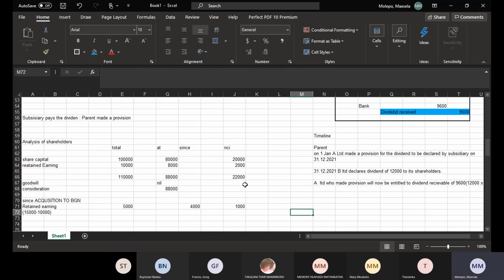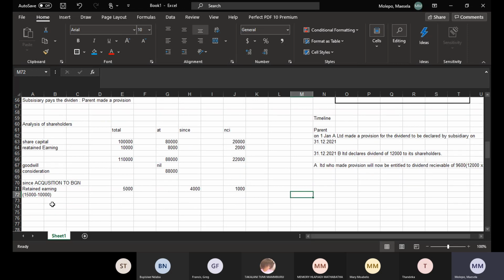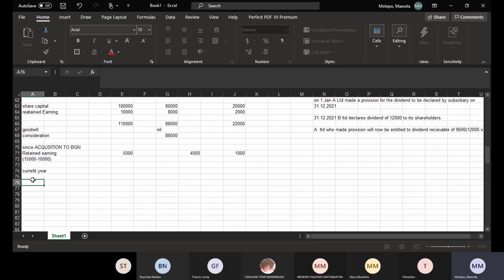So now let's see how you're going to tackle it. The analysis of shareholders doesn't change as usual, it's the same as the previous one. Now we go to the current year. On the current year, for subsidiary purposes, we have a profit, which will be the 23,000 as shown in page 174. So my parent is entitled to 18,400. And my subsidiary is entitled to 4.6. I mean, my non-controlling interest.